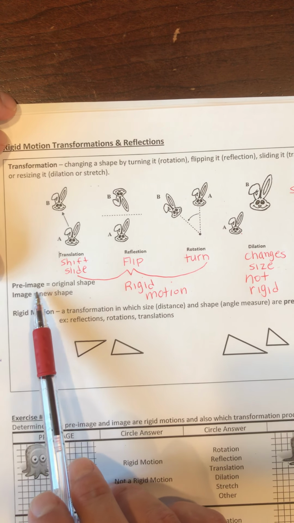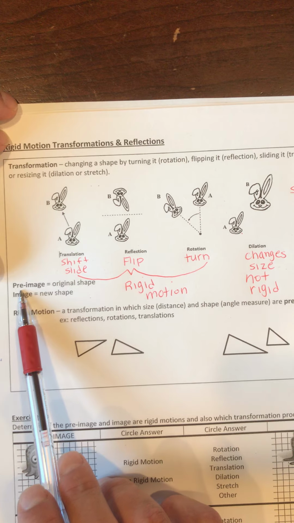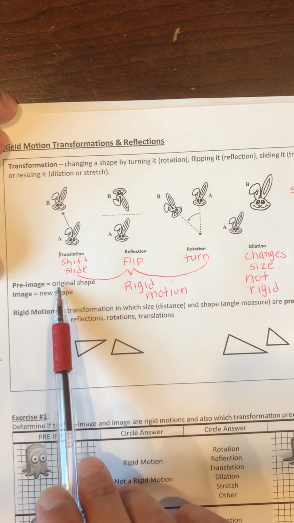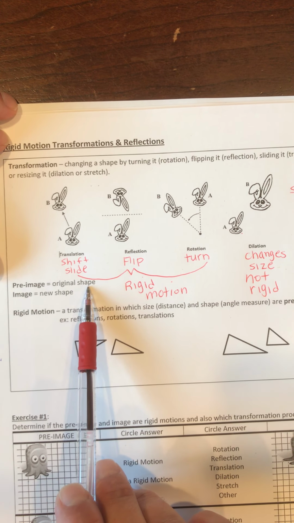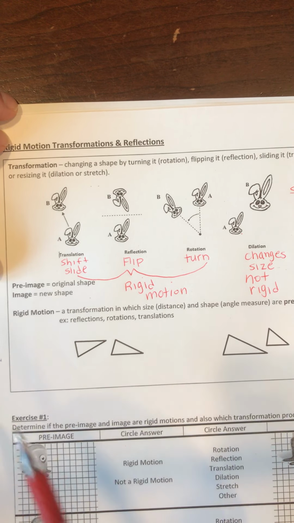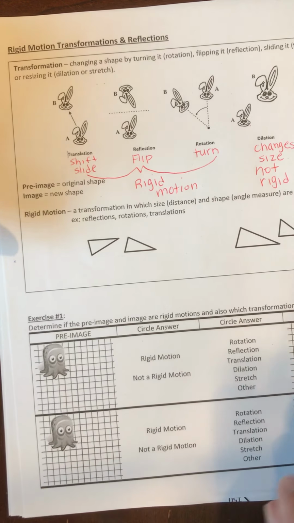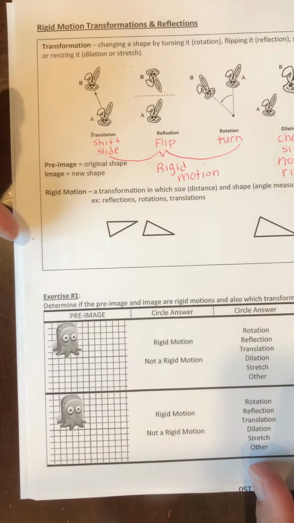Now, some vocabulary that you might see. Pre-image is the original shape, the original picture. The new shape is called the image. Think about when you look in the mirror, what you see is called the image. So the new figure is going to be the image. We're going to go through and try to identify some transformations here.